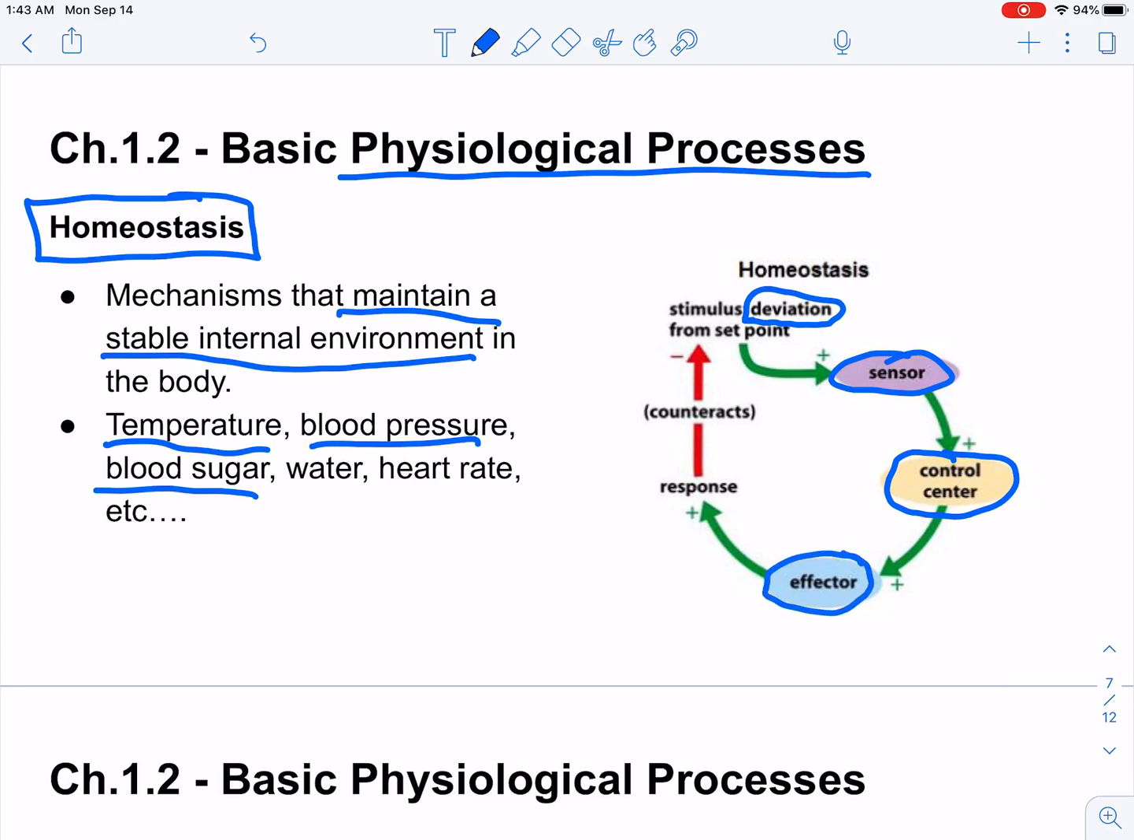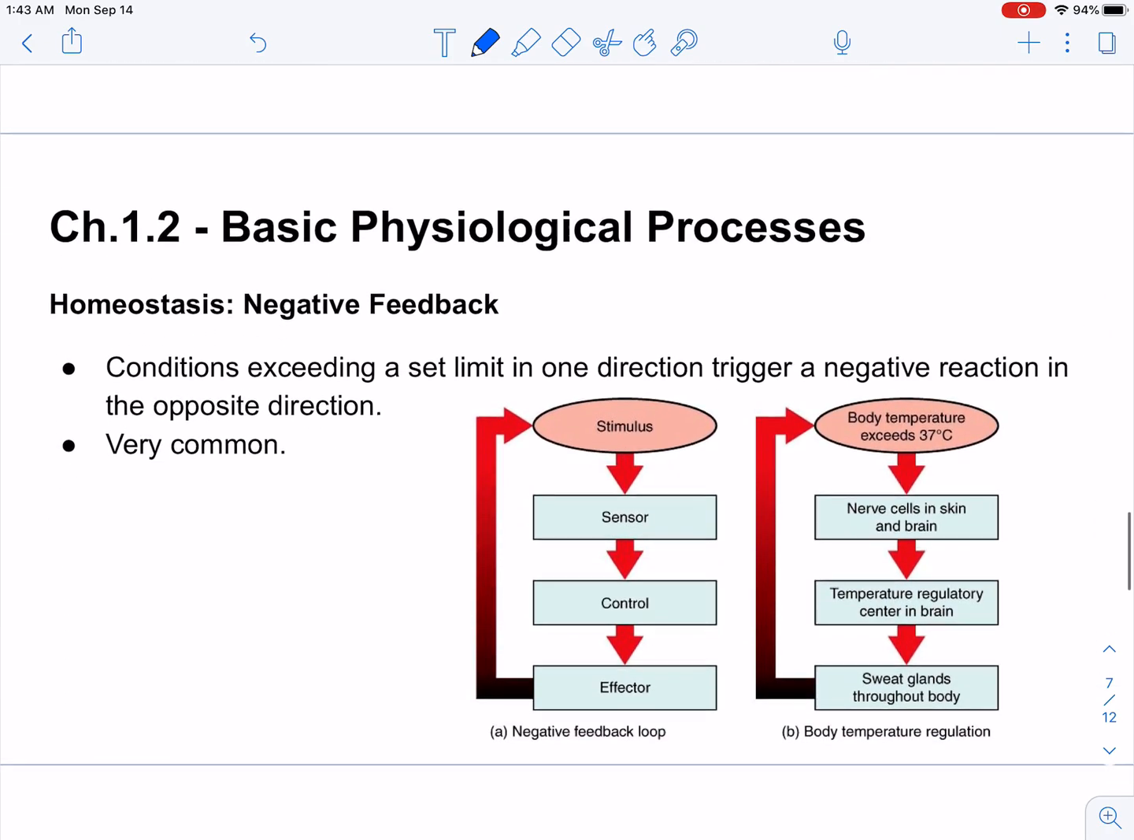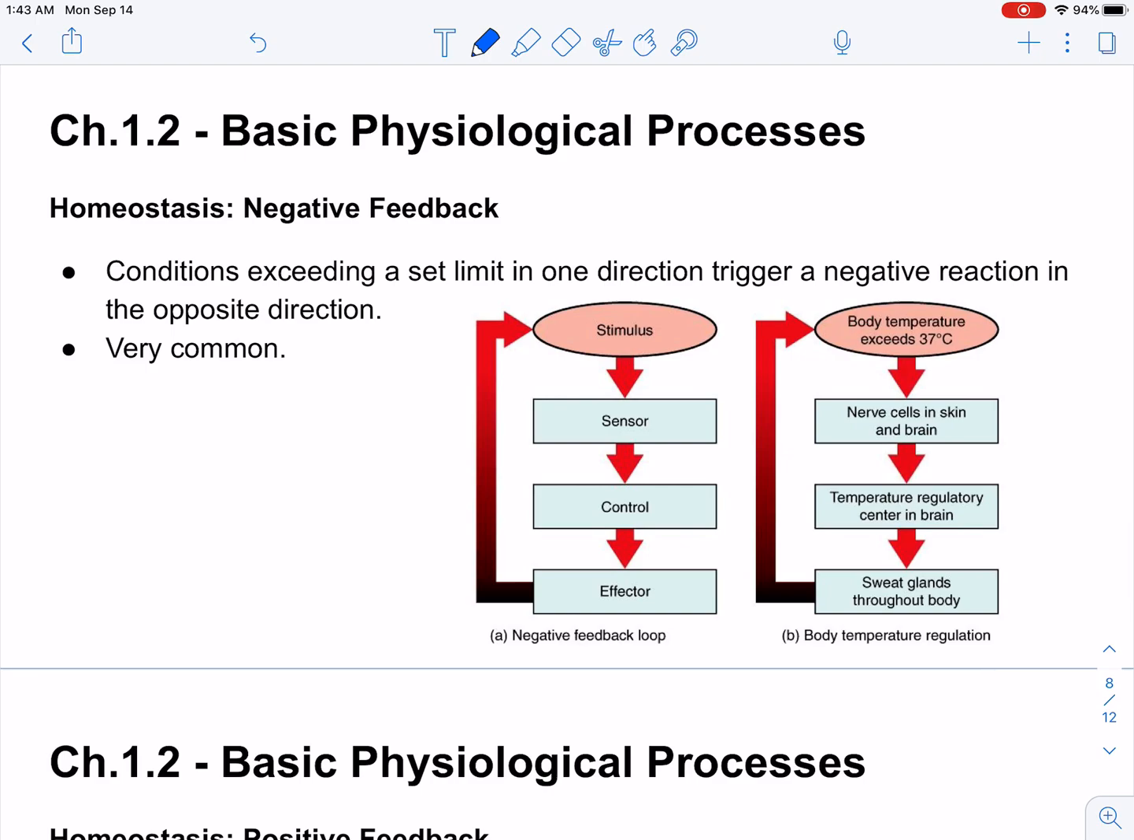They send signals to a control center, which is usually different things in the brain. The brain is connected to a lot of different glands. Those are usually the effectors that are sending out hormones as some sort of response that then generates that response, and that will counteract that deviation, try to bring us back to normal. The most common form of homeostasis is called negative feedback. And again, think of this as undoing.